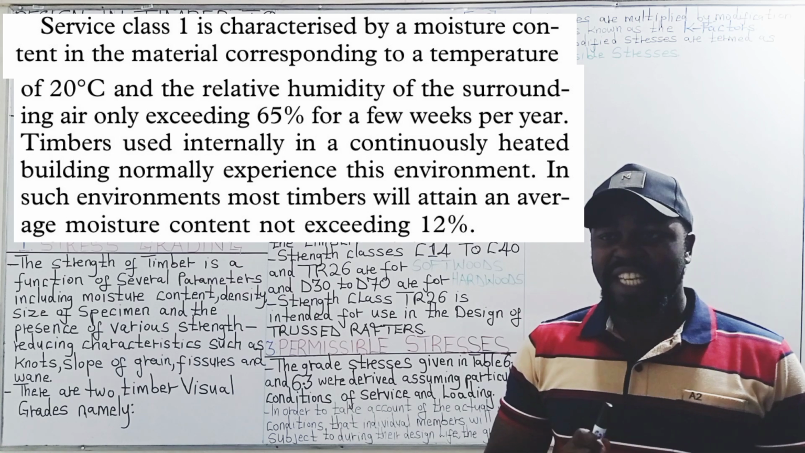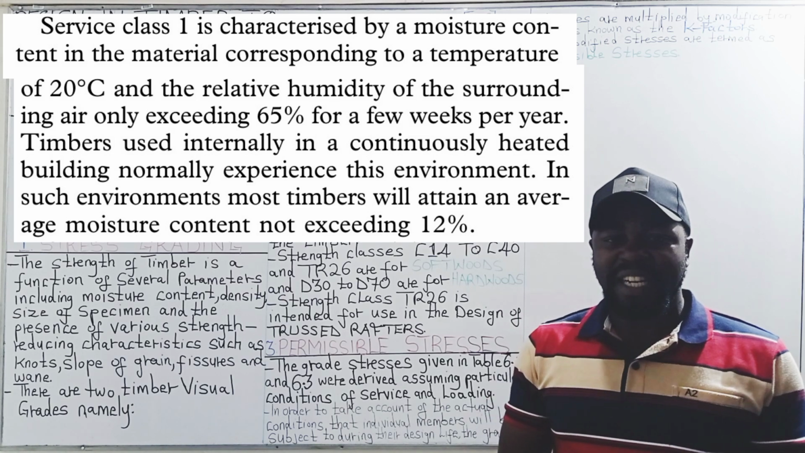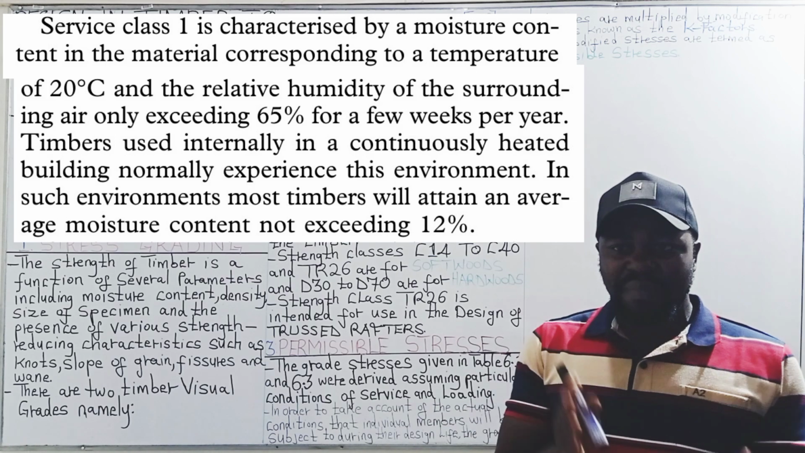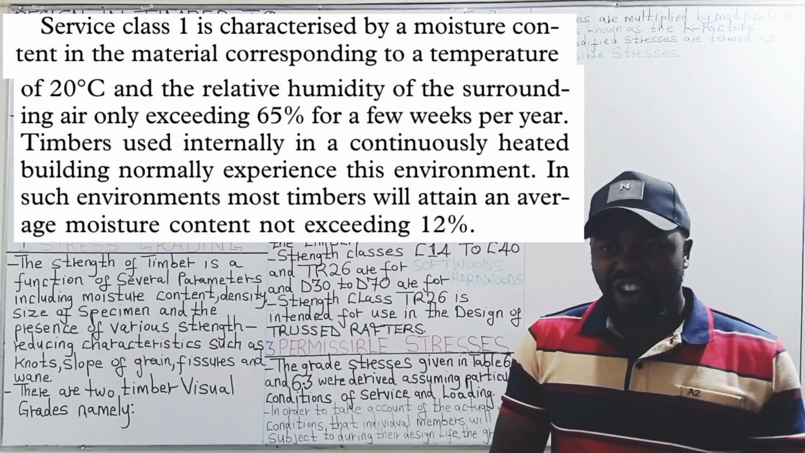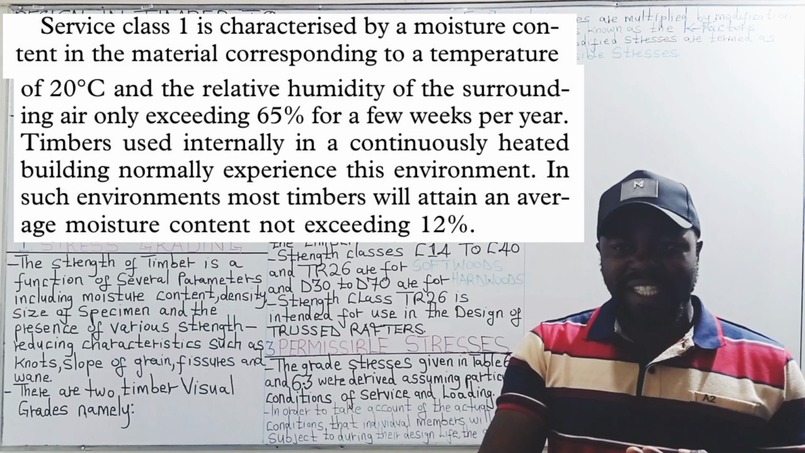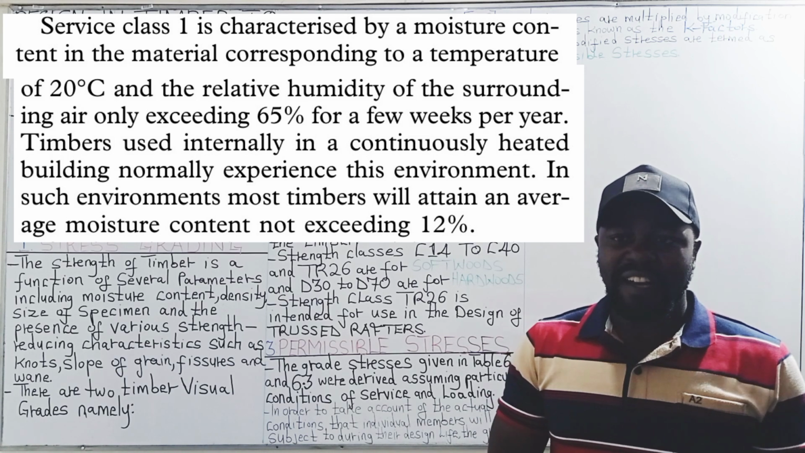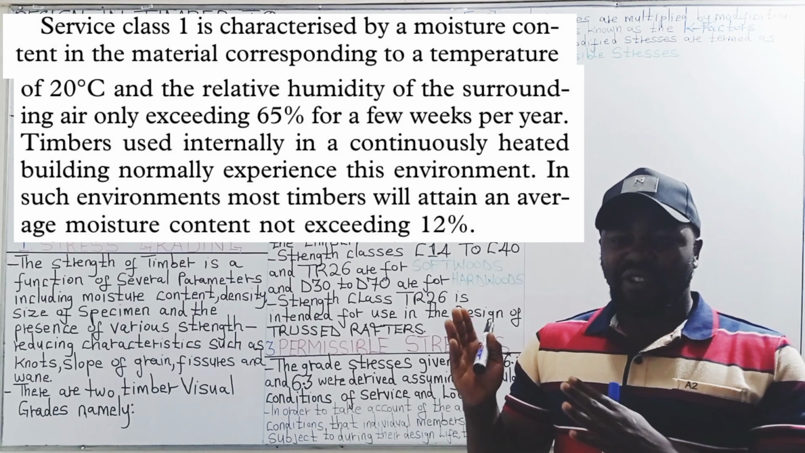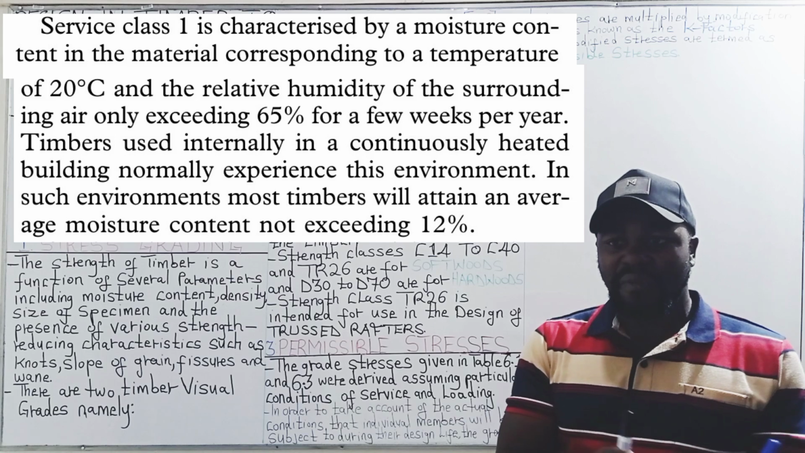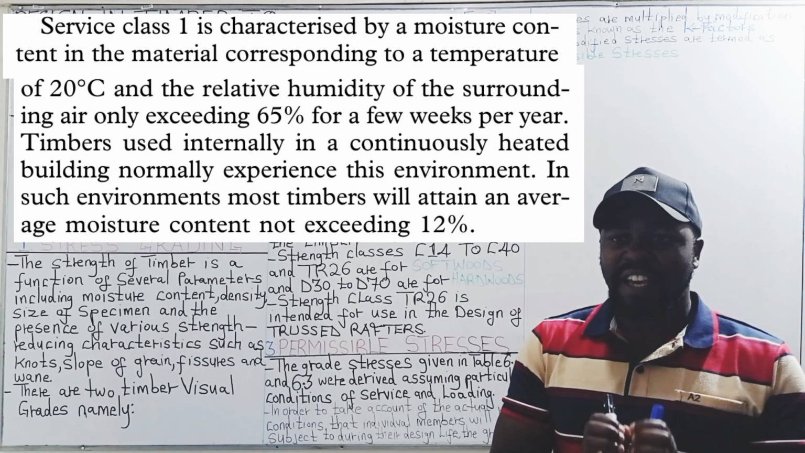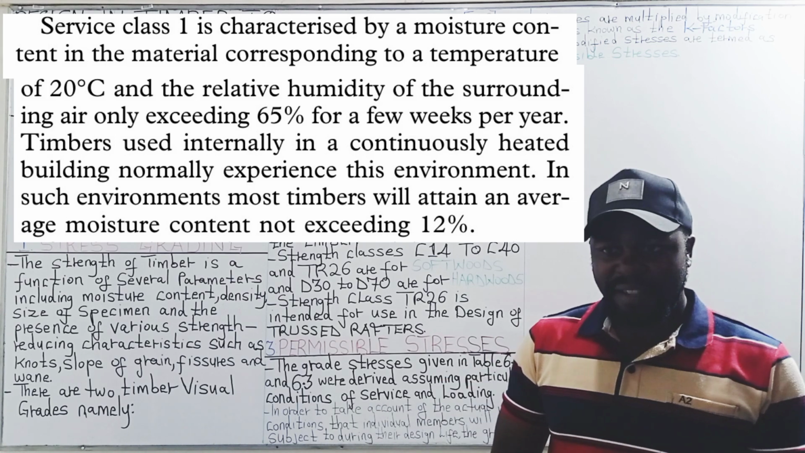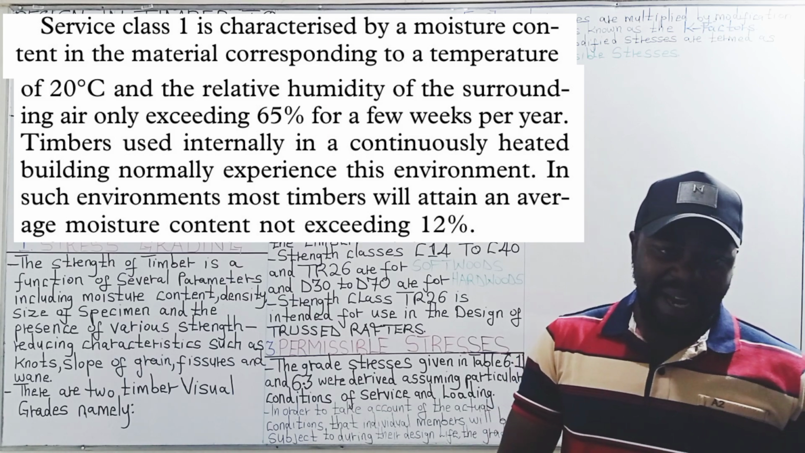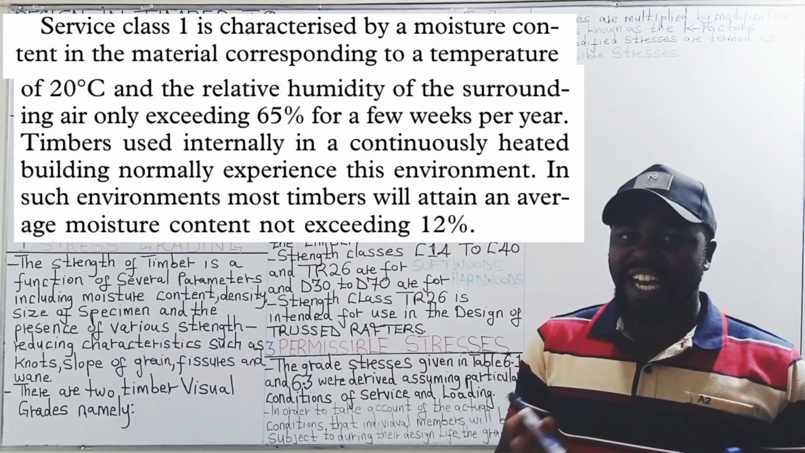Service class 1 is characterized by a moisture content in the material corresponding to a temperature of 20 degrees Celsius and the relative humidity of the surrounding air only exceeding 65% for a few weeks per year. Timbers used internally in a continuously heated building normally experience this environment. In such environments, most timbers will attain an average moisture content not exceeding 12%. So that is service class 1.